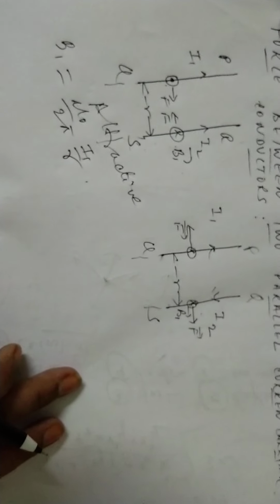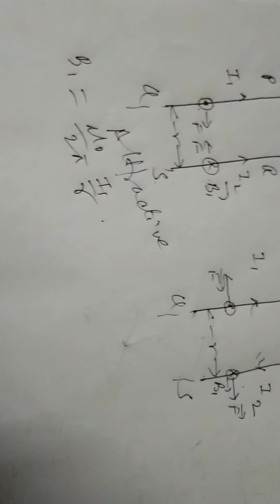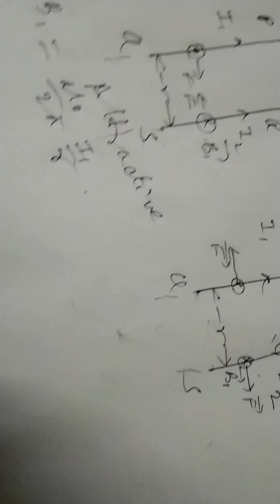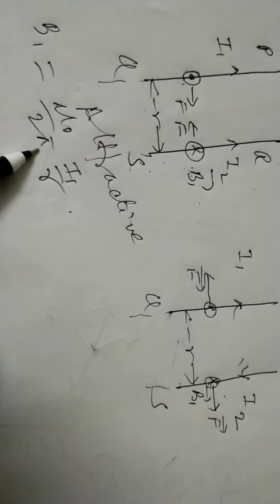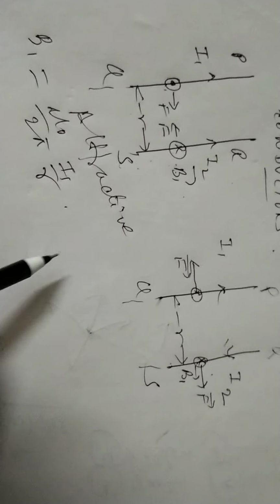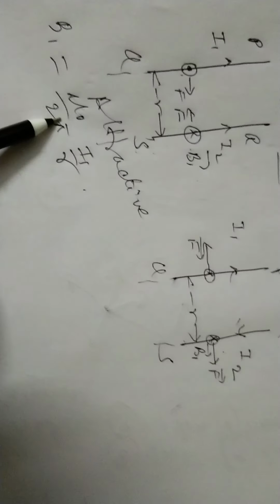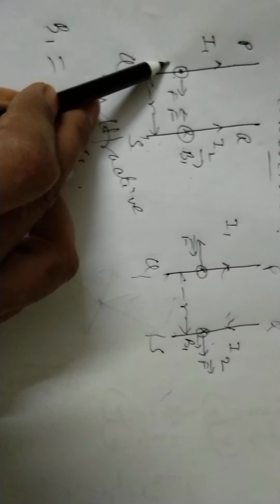We have done it with the Biot-Savart law. The magnetic field is B equals mu0 by 4 pi, I by R, into sin phi 1 plus sin phi 2. Since here phi 1 and phi 2 are 90 degrees, we get sin 90 degrees and sin 90 degrees. So that comes as 2, and we get this relation: mu0 by 2 pi, I1 by R. So this is the magnetic field B1 experienced here just because of this.